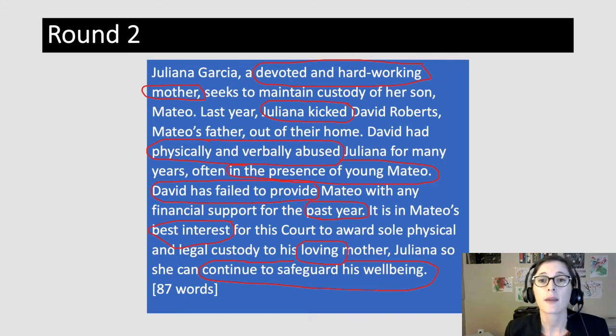And it alludes to some of the relevant factors. Here it alludes to the history of domestic violence, the lack of financial support from the father, the fact that she's a primary caretaker. All of these things are important for the court to consider when determining whether it's in the best interest for Mateo to live with Juliana or to live with David, and for them to have legal custody over him. There are some areas to improve for next time.